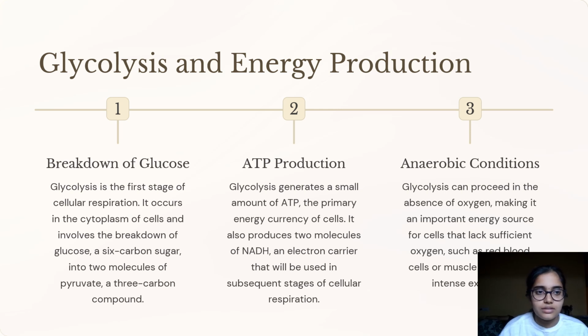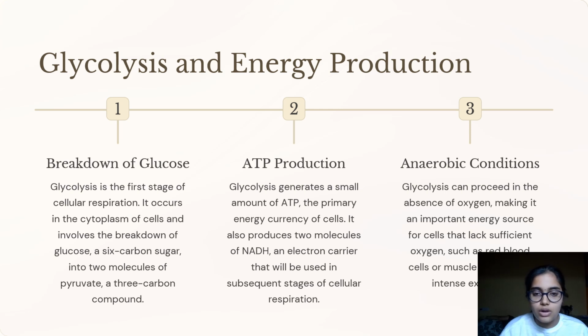Next is glycolysis and energy production. Breakdown of glucose. Glycolysis is the first stage of cellular respiration. It occurs in the cytoplasm of cells and involves the breakdown of glucose, a 6-carbon sugar, into two molecules of pyruvate, a 3-carbon compound.